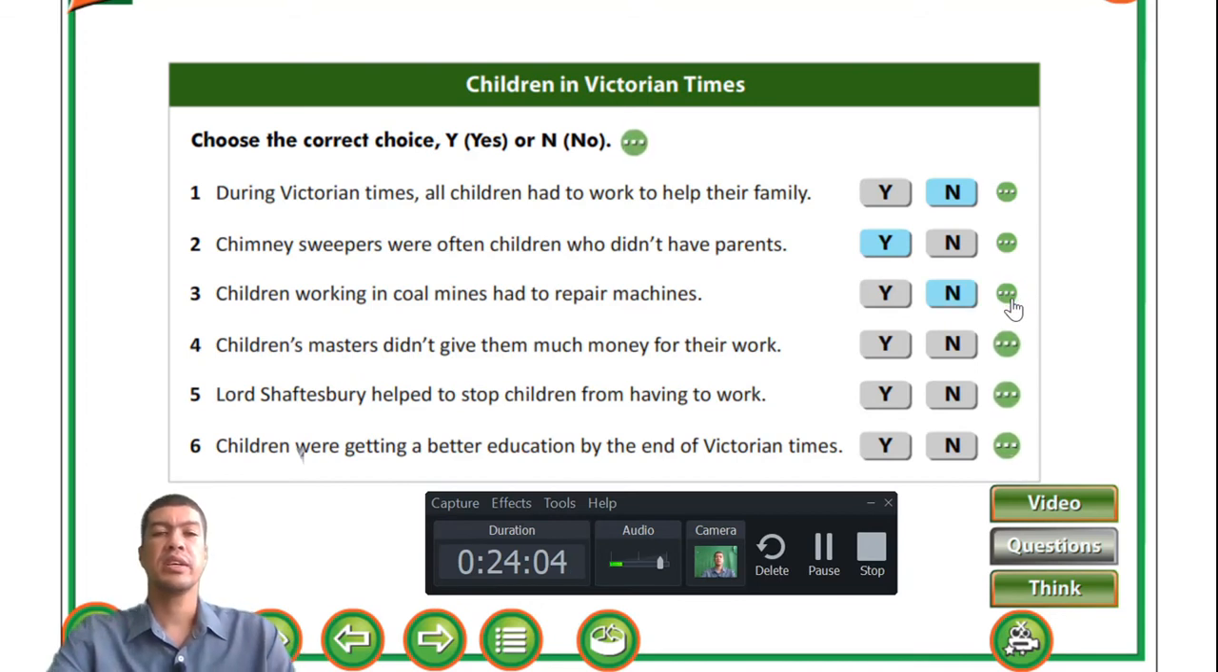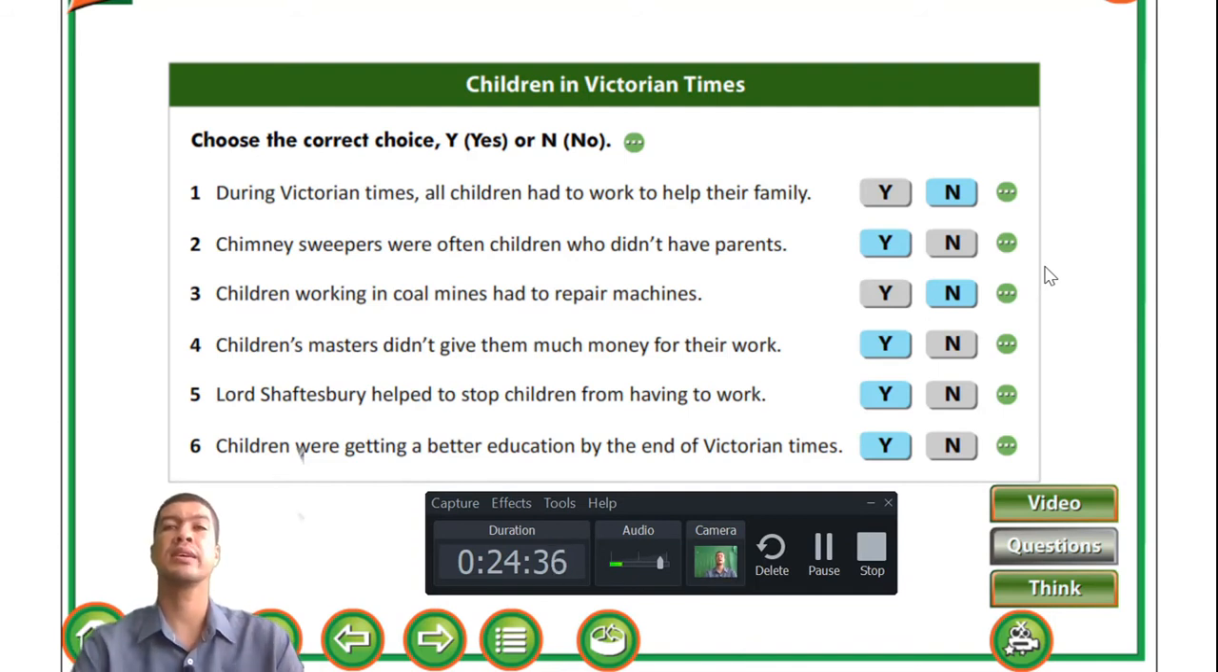It was false. Children's masters didn't give them much money for their work. That was true. Lord Shaftesbury helped to stop children from having to work. Was that true or false? That's true. Children were getting a better education by the end of Victorian times. Do you think that was true? Right, because thanks to Lord Shaftesbury, it was made possible for children to earn a better wage.